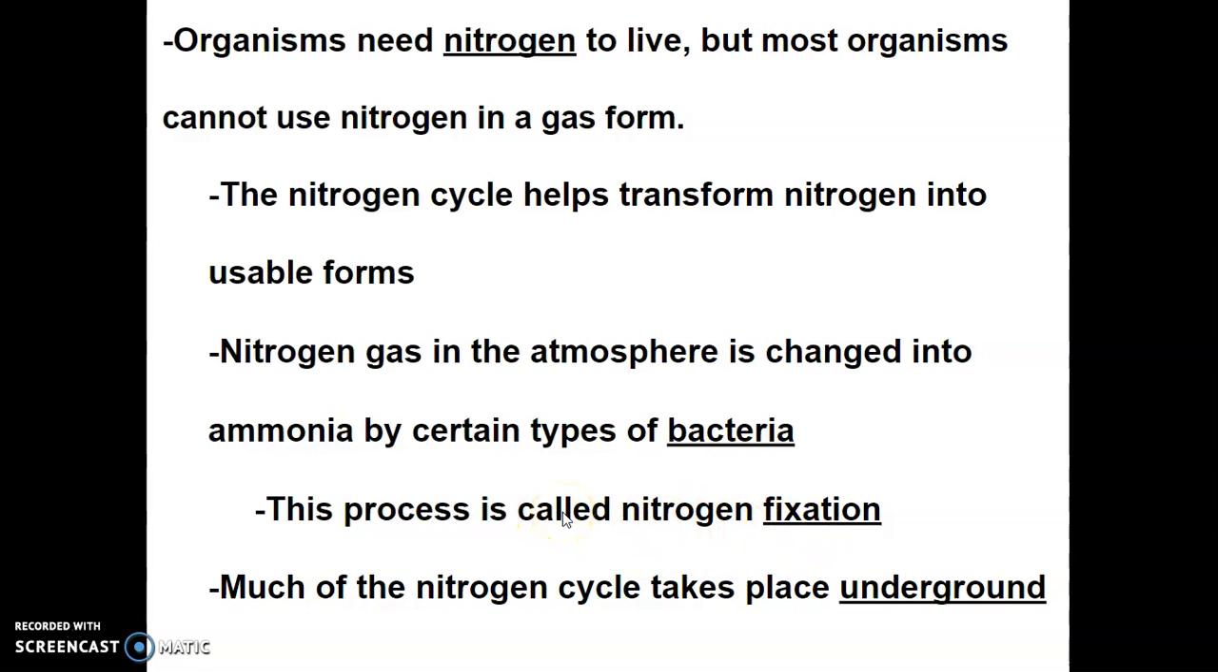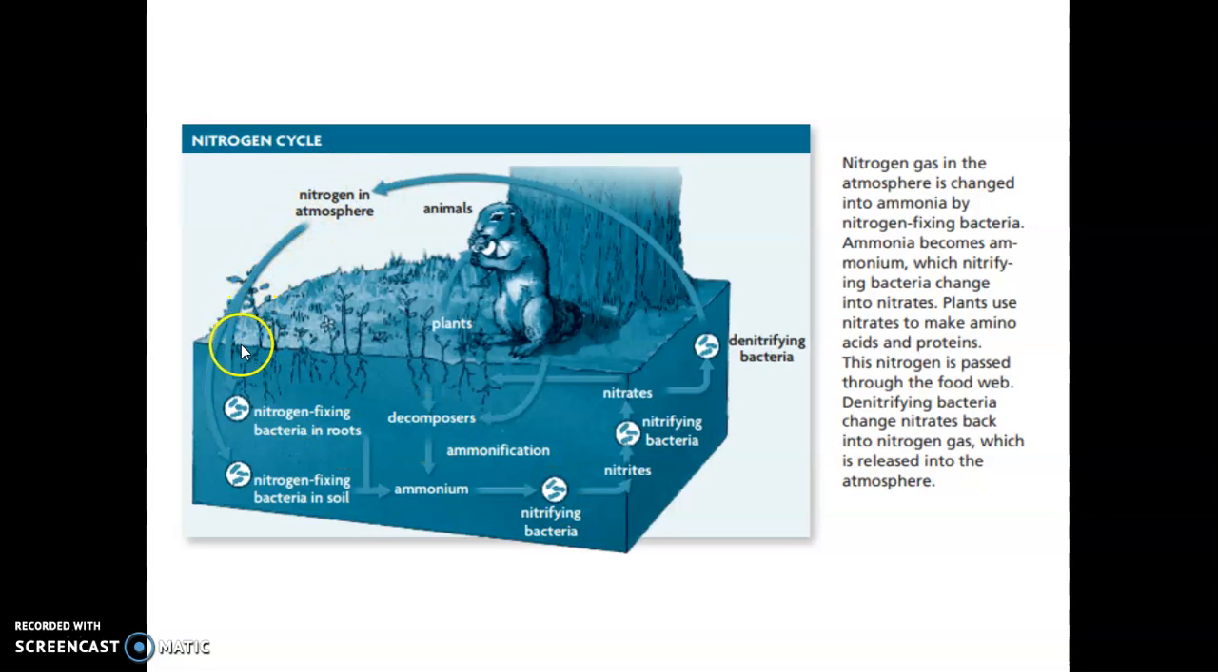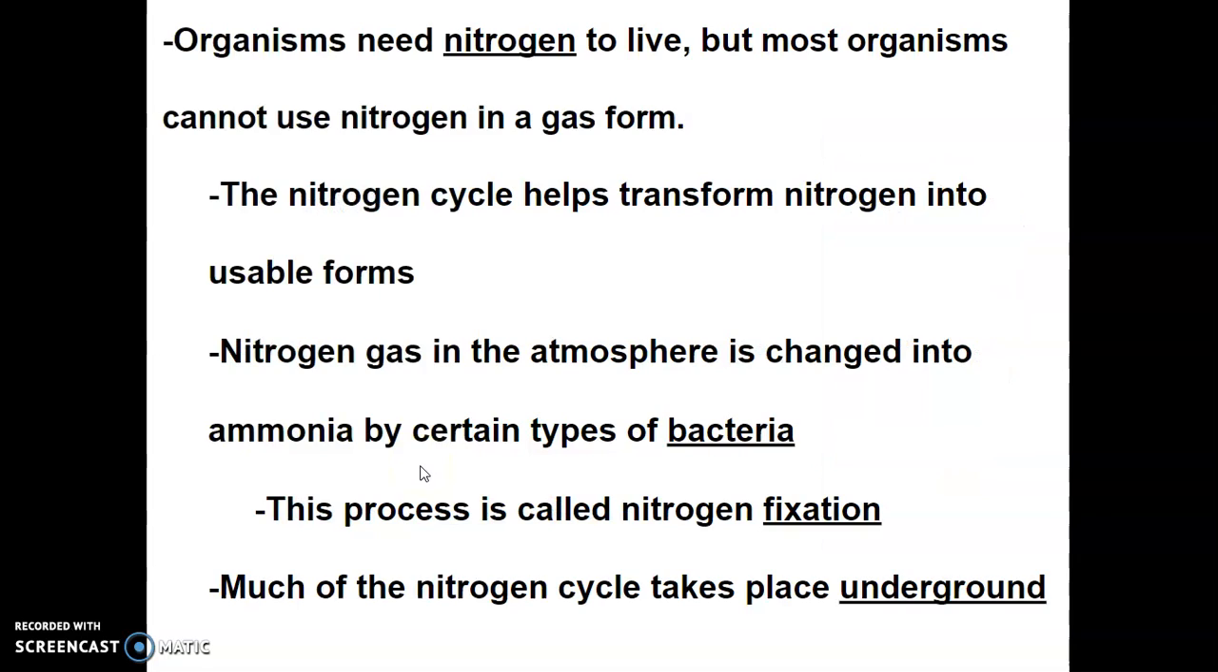So let's look back at our chart. We mentioned nitrogen in the atmosphere. The bacteria take it in. They fix it, changing it into this compound called ammonium. We also can get nitrogen that's already in plants and animals as they decompose, as they die and begin rotting away. This is called ammonification. That becomes ammonium, which can be found in the soil. Much of the nitrogen cycle, the working parts of it at least, takes place underground.